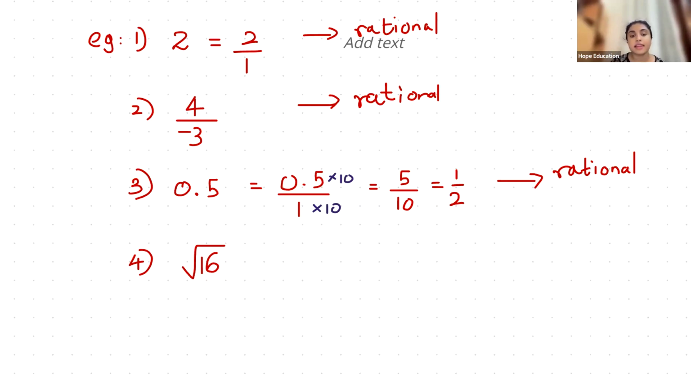Square root of 16, we have a definite value, no? Because 16 is a perfect square. So the square root is a definite value. We did the square root lesson in grade 10, the second lesson. So the value is 4. And 4 can be written as 4 over 1. It is a fraction, with numerator and denominator integers. The denominator is not 0. So, of course, yes, it is rational. Great. We are doing very well so far.